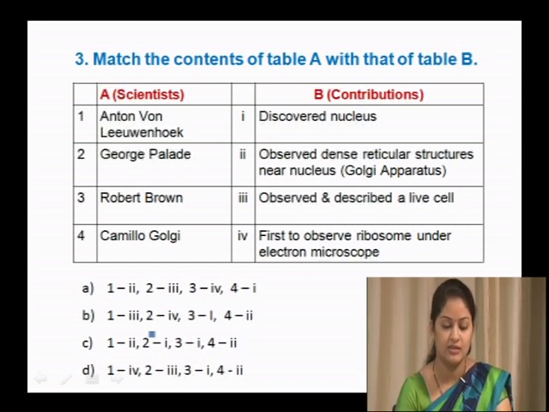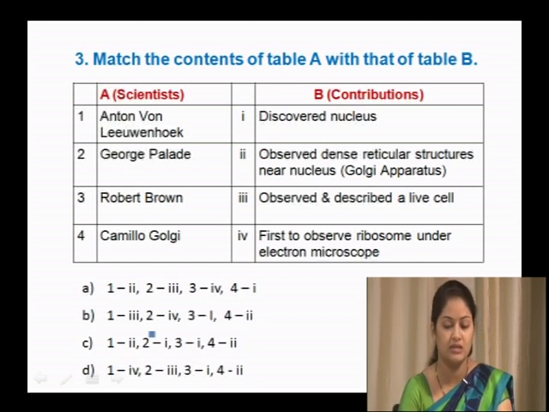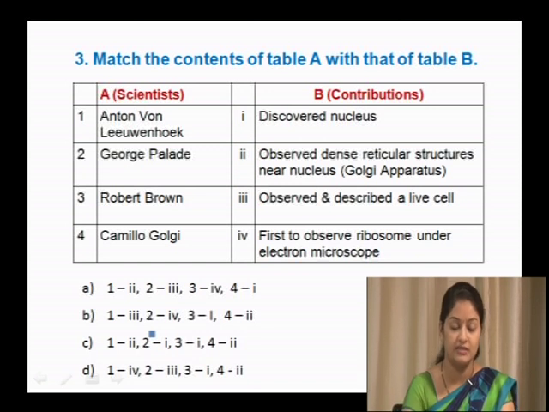Second scientist, that is George Palade, was the one to first observe ribosome under electron microscope. For the same reason, ribosomes are also referred as Palade particles. Third one, Robert Brown. We all know that he is the discoverer of nucleus. And fourth one, Camillo Golgi, as his name indicates, he is the one to observe the Golgi apparatus. So the answer which goes right here is option B.